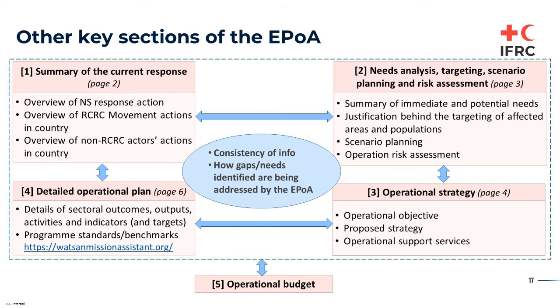Now let's go through one by one. In the summary of the current response, which you can find on page 2 of the EPOA template, this is where the National Society provides a summary of their response plan, and also mentions what the actions of non-Red Cross, Red Crescent actors on the ground are.